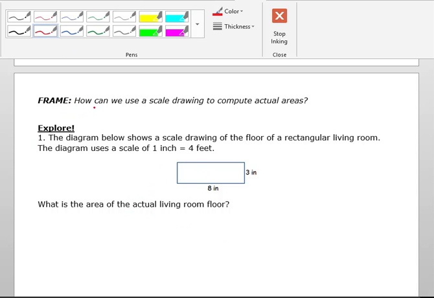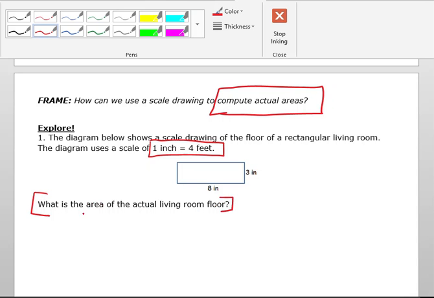And so I'm going to read here. Our framing is how can we use a scale drawing to compute actual areas, which we did a lot of today. The diagram below shows a scale drawing of a floor of a rectangular living room. The diagram uses a scale of 1 inch is equal to 4 feet. What is the area of the actual living room floor?